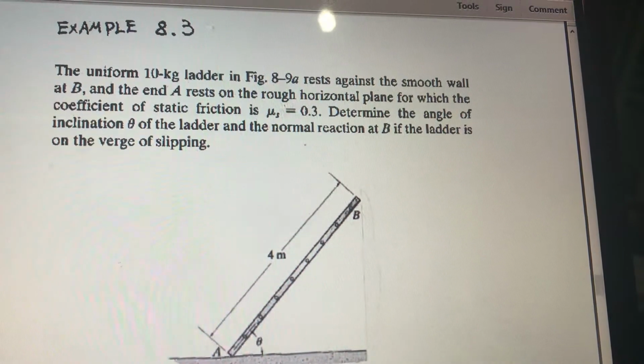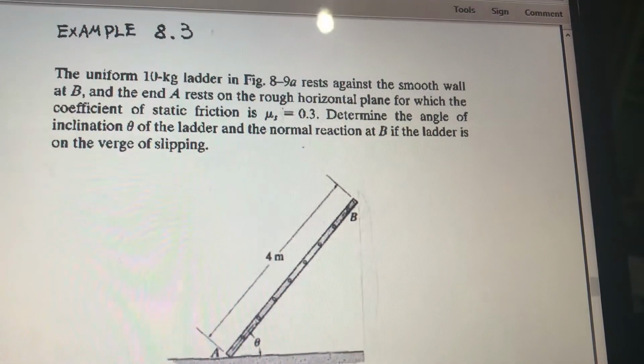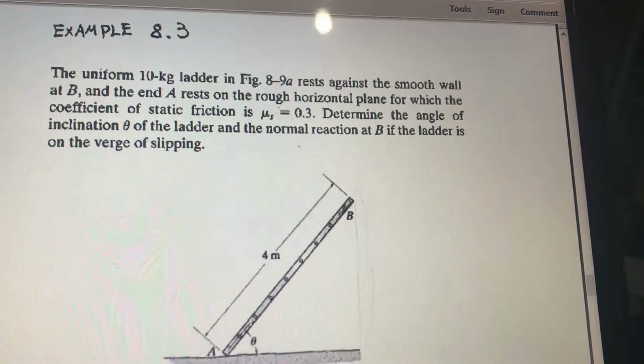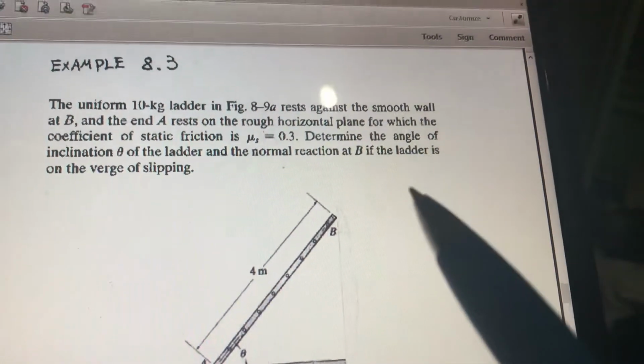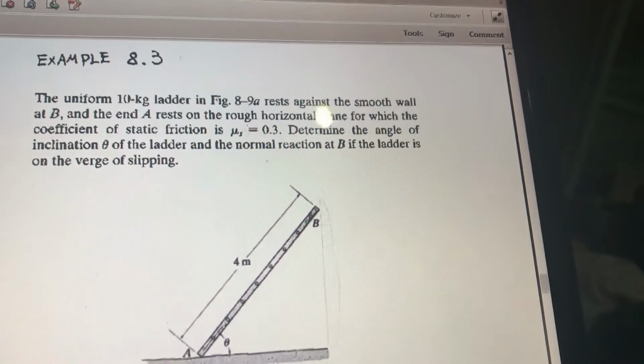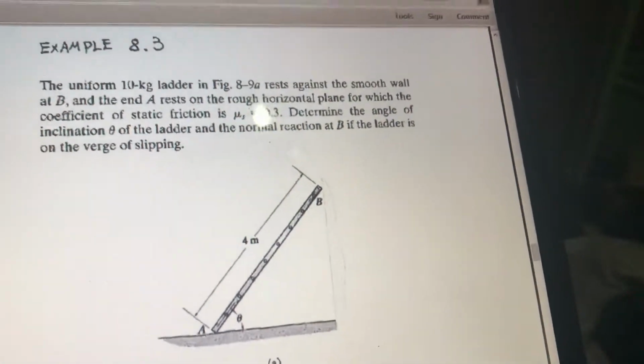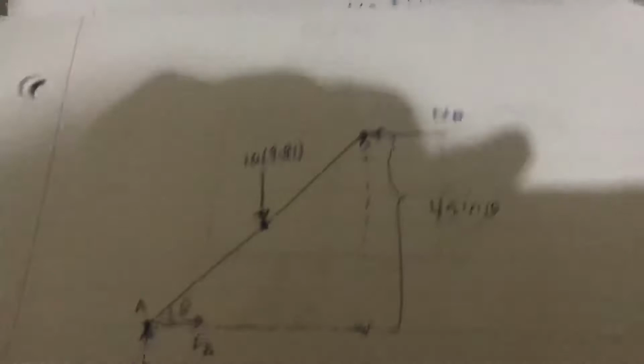Determine the angle of inclination theta of the ladder and the normal reaction at B. So he wants the angle theta and he wants the normal reaction at B if the ladder is on the verge of slipping. So at slipping, what is the angle theta? Let's look at this. Let's try to do the forces and try to determine theta and NB.